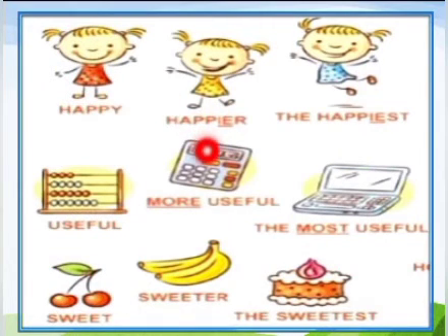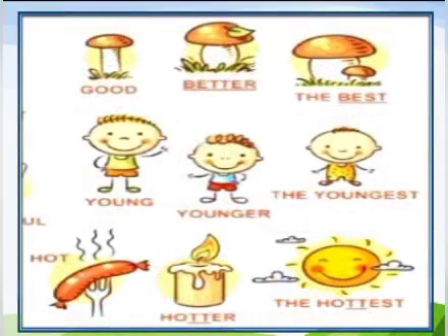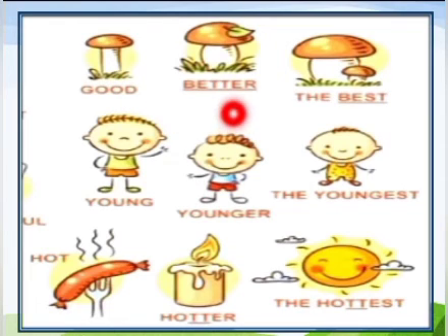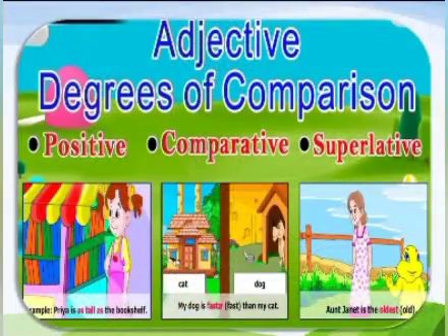Happy, happier, the happiest. Useful, when you have full at the end, then we use more, like beautiful, more beautiful, the most beautiful. Similarly, useful, more useful, the most useful. Sweet, sweeter, the sweetest. Good, better, the best. Young, younger, the youngest. Hot, hotter, the hottest. So in this way, we have 3 degrees of comparison. I hope this must be clear to you all.